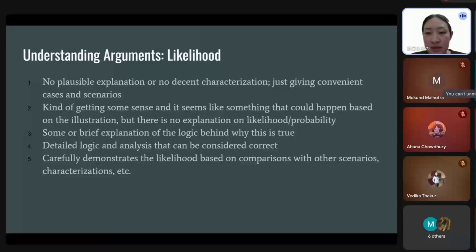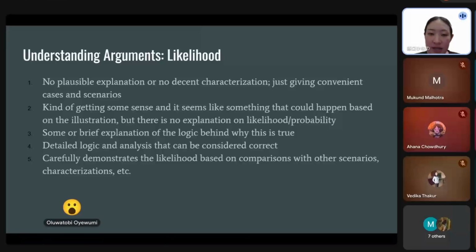So the first criterion, or first perspective, is about the likelihood, like whether or not that harm or benefit will happen. There are basically 5 levels of proof in the likelihood. The first level is that there is no plausible explanation or no decent characterization, and just giving convenient cases and scenarios. Probably this cannot prove how likely the scenario is. But the last level, the highest level, is, for example, carefully demonstrating the likelihood based on comparison with other scenarios, characterization, etc.